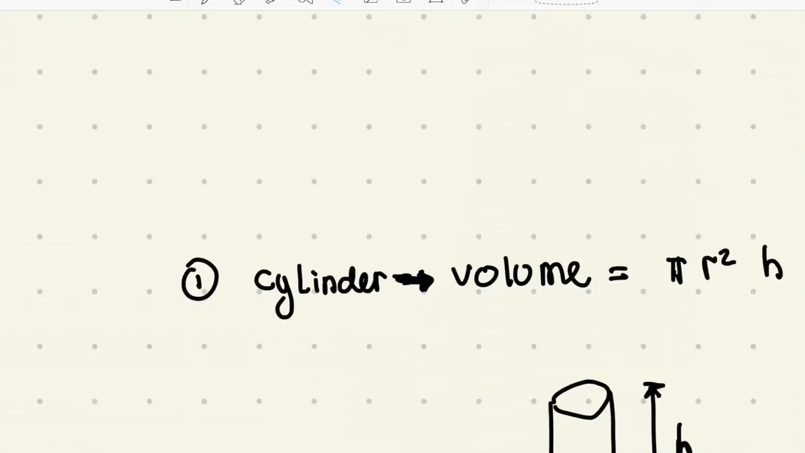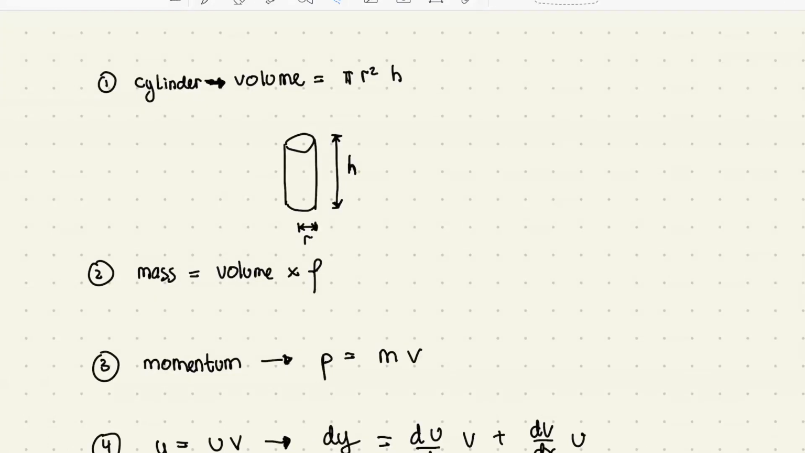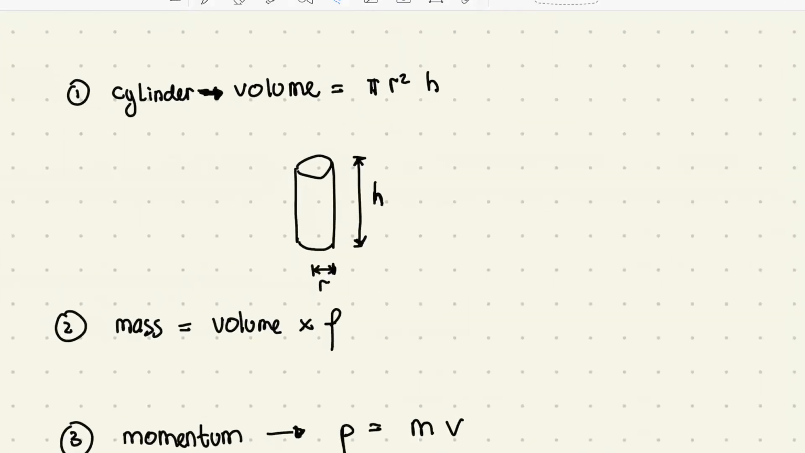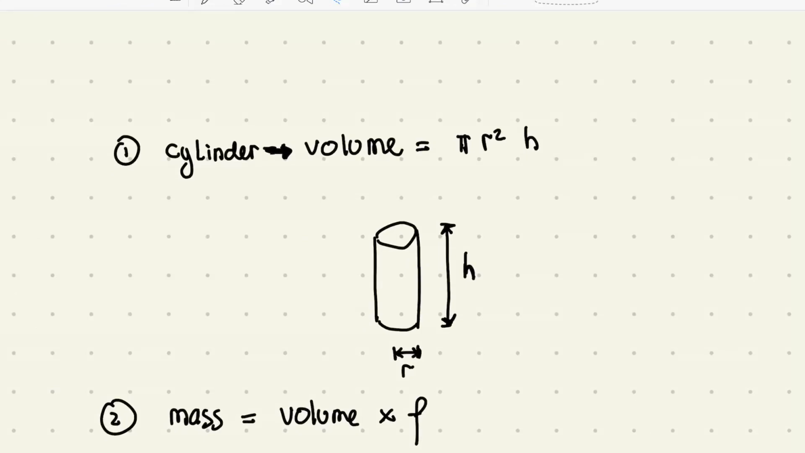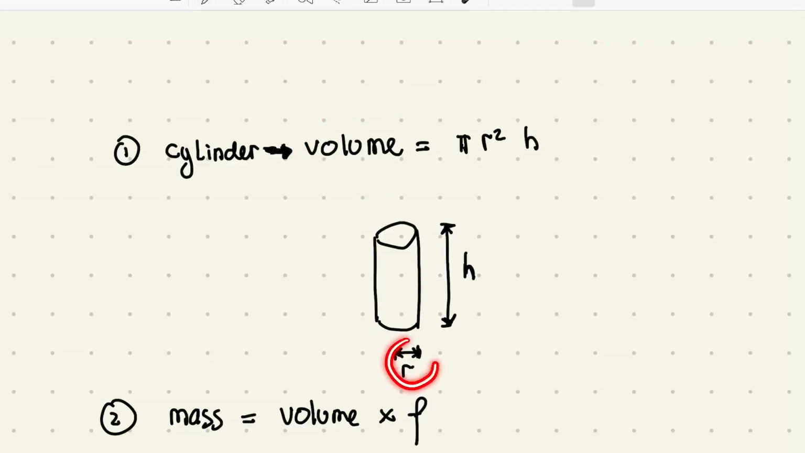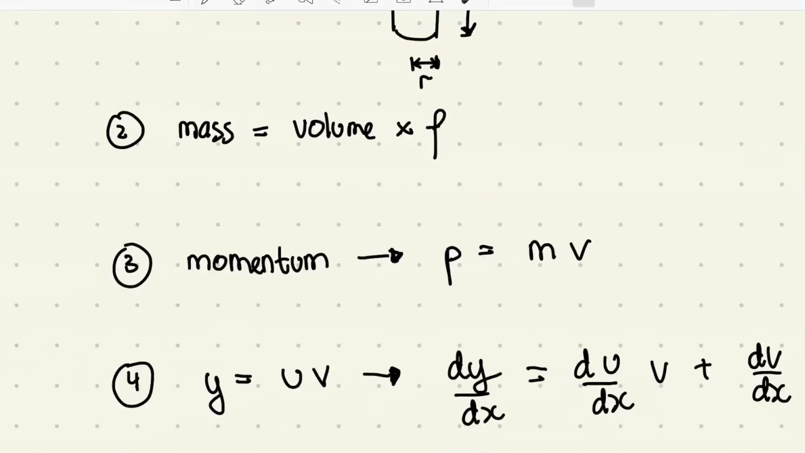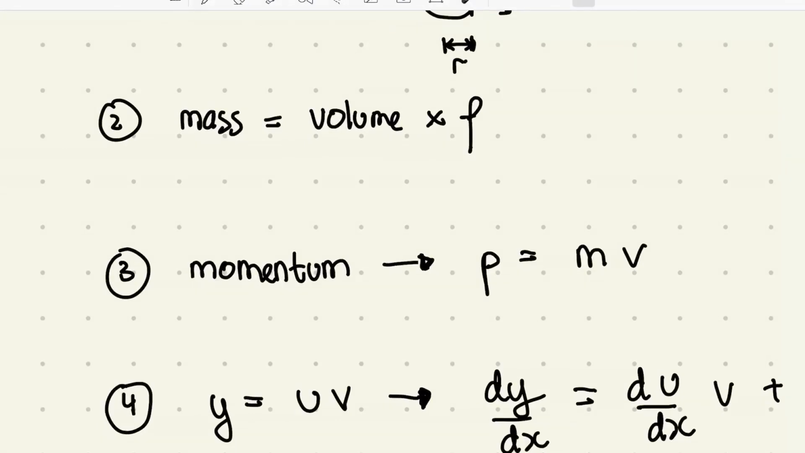Very simple. But before we answer, I need to revise certain formulas that we learned in secondary school. Volume of cylinder, don't forget, volume equals πr²h. r is the radius, h is the height of the cylinder. That one I think most of you remember. Number 2, mass equals volume times density, right?